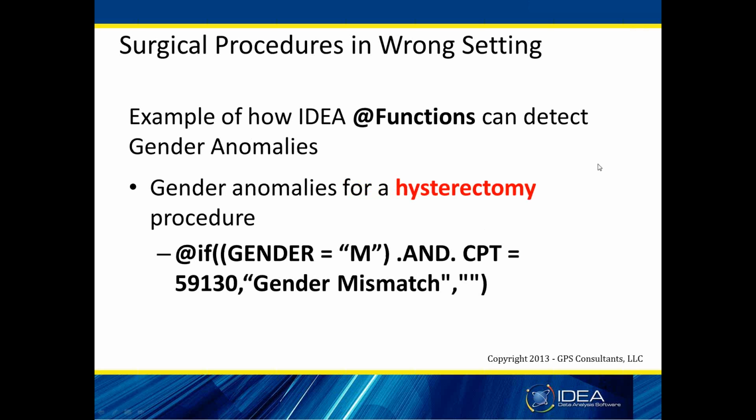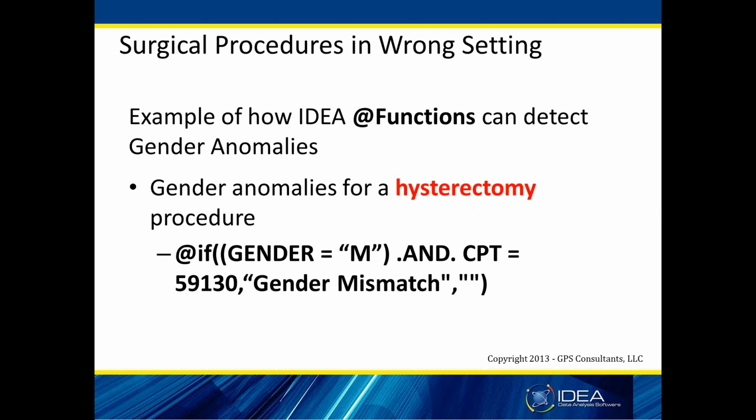Another example, this one's always a fun one. This is an example where we've got a gender anomaly. So we know more information about the patient since we have all this stuff in our health information system. We know what their gender is, we know what their age is, all this good stuff. So we can also data mine for this scenario where we have accidentally maybe used a CPT code for a hysterectomy on one of our male patients. So that would be a gender mismatch. Obviously, a male cannot have a hysterectomy.